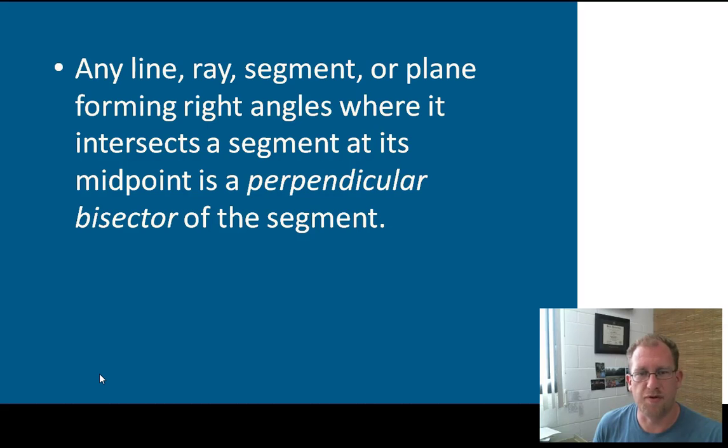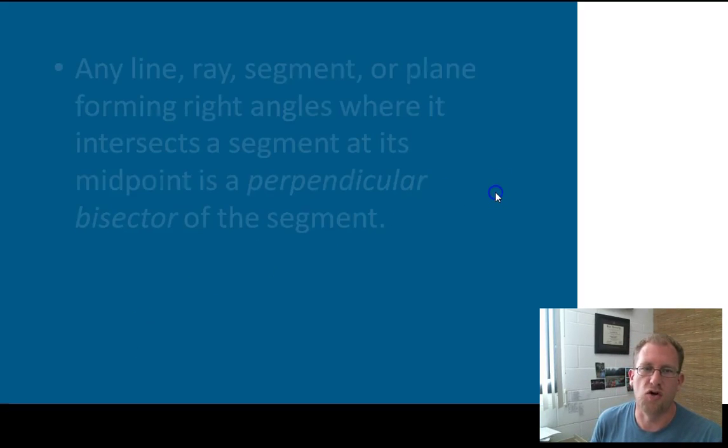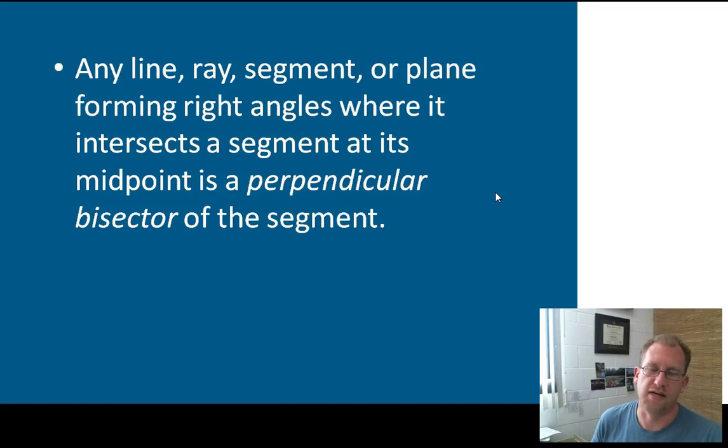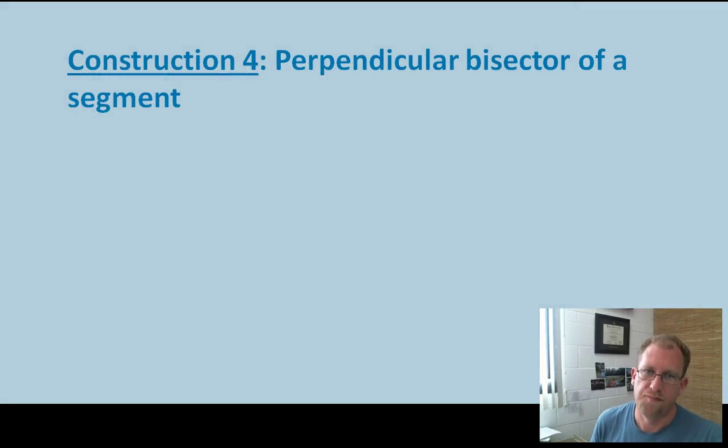Any line, ray, or segment or plane forming right angles where it intersects a segment at its midpoint is called a perpendicular bisector of a segment. So you can cut a segment into halves at any angle and even with an arc. But if you happen to have something that intersects that segment at a right angle, then you have something very particular called a perpendicular bisector, because it bisects the line and cuts it into not only 2 halves, but 2 halves and 4 right angles.